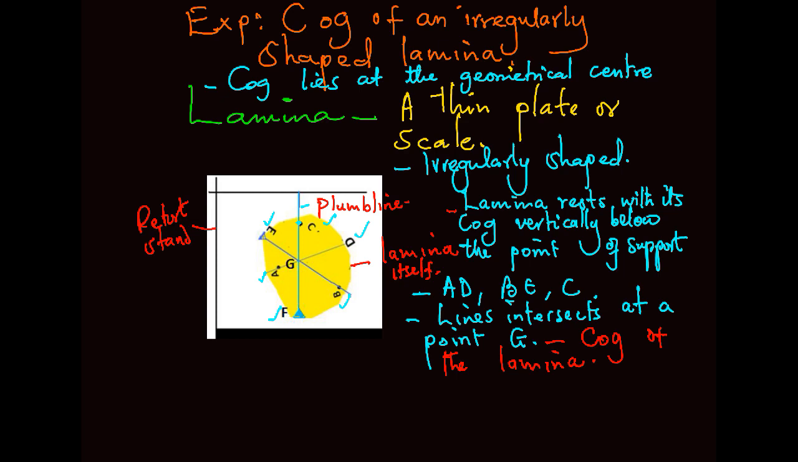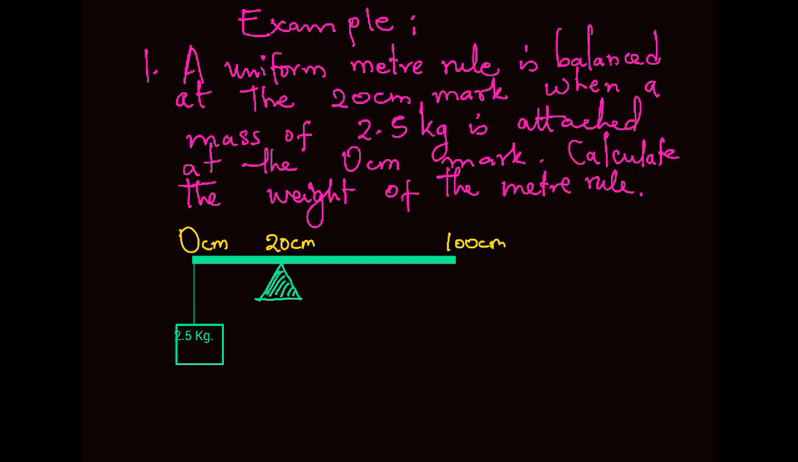Let us now look at an example on the center of gravity. A uniform meter rule is balanced at the 20 centimeter mark when a mass of 2.5 kilogram is attached at the 0 centimeter mark. Calculate the weight of the meter rule.